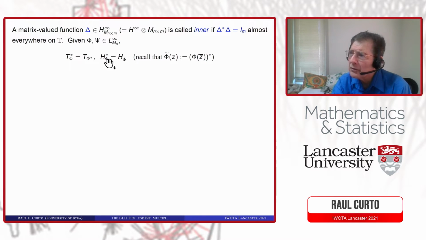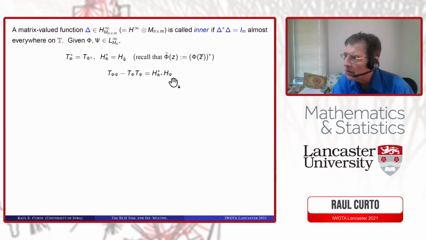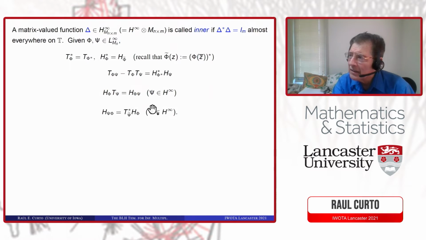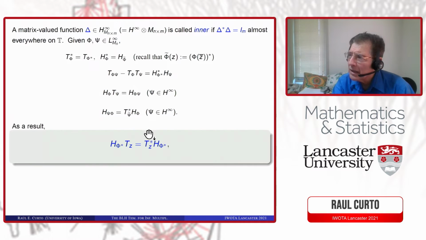The adjoint of the Hankel operator is the Hankel operator associated with that symbol phi tilde that I defined in the previous slide. There is a certain property for the commutator of T phi and T psi, the semi-commutator. This is called the semi-commutator. And then some property of the Hankel operator when the Toeplitz operator has an analytic symbol, similarly in the other direction.